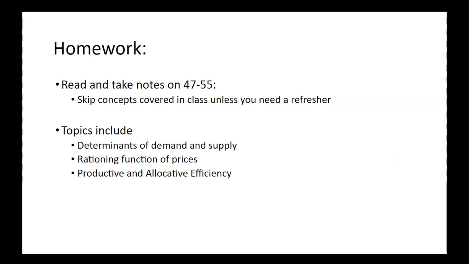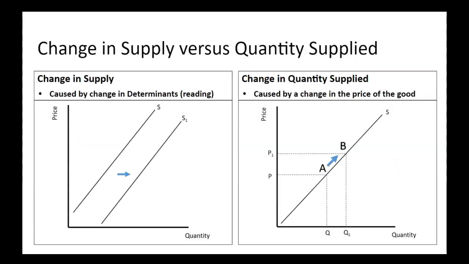Tonight you'll be reading about the determinants of supply and demand, the rationing function of prices, and productive and allocative efficiency. So that's 47 to 55.